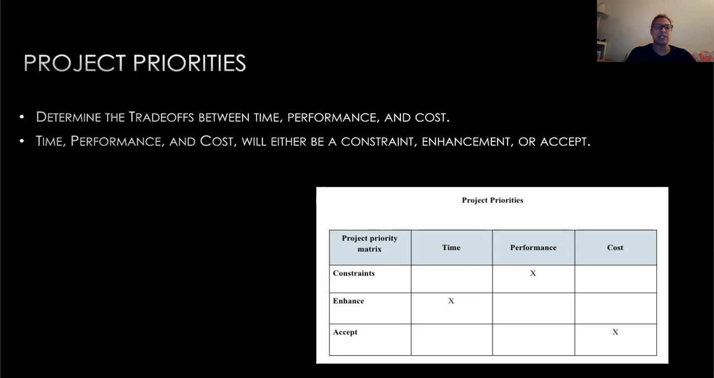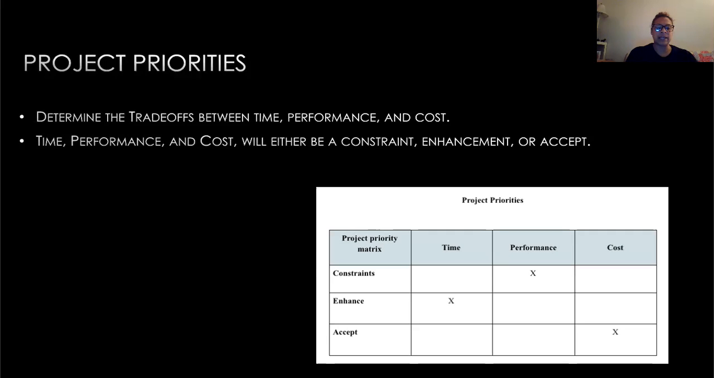Project priorities need to be determined in the planning of the project just in case time, performance, or cost need to be sacrificed. In order to showcase the project priorities, a project priority matrix is used. This example of a project priority matrix shows which criterion is a constraint, which should be enhanced, and which should be accepted. A constraint is something that is fixed, such as a completion date.